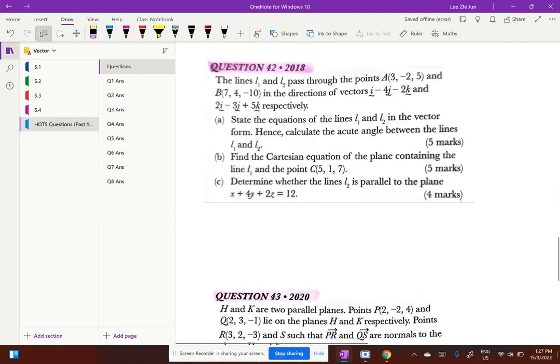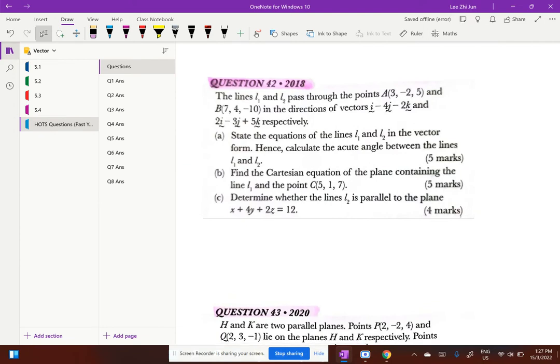This question 7. The two lines pass through A and B with direction of this respectively. State the equation of line 1 and line 2 in the vector form. Calculate the acute angle between them. Second, find the Cartesian equation of the plane. And third, determine whether this line is parallel to the plane or not.